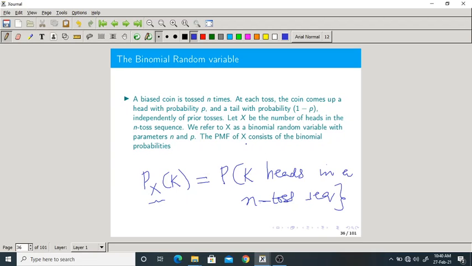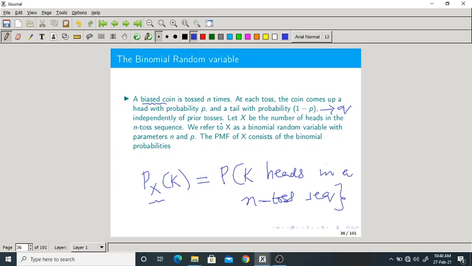Okay. Now, so here that can be directly written as a random variable. Okay, let me read this properly. A biased coin is tossed. We always take a biased coin n times. At each toss, the coin comes up with a head with probability p, tail with probability 1 minus p, also called q.